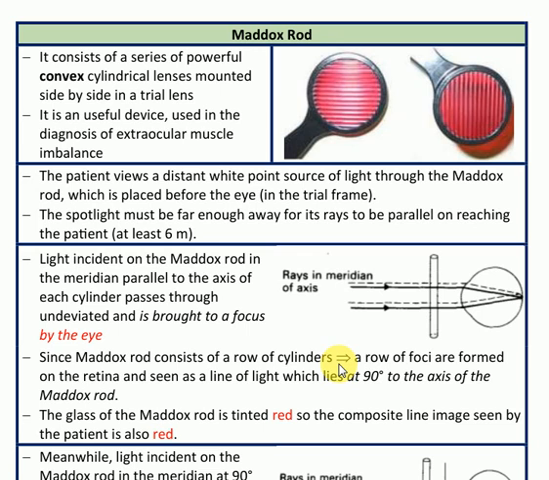The patient views a distant white point source of light through the maddox rod, which is placed before the eye in the trial frame. That spotlight must be far enough away for its rays to be parallel on reaching the patient, so it must be at least 6 meters away.